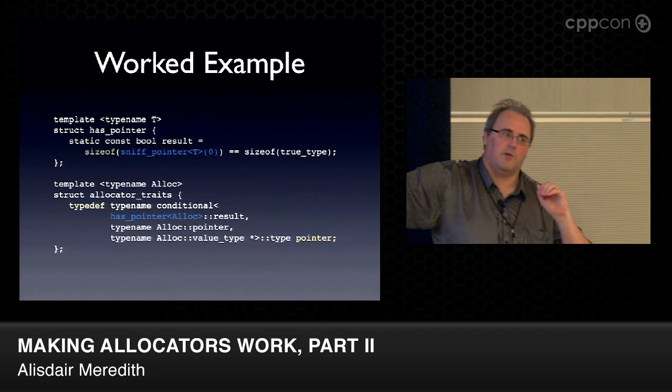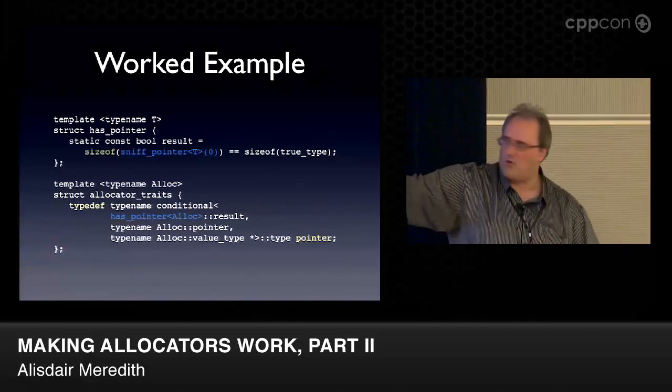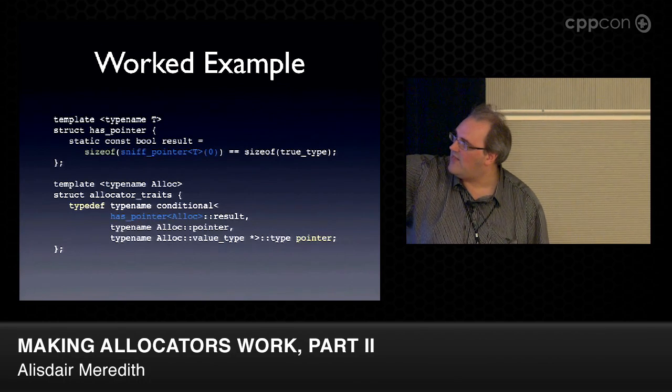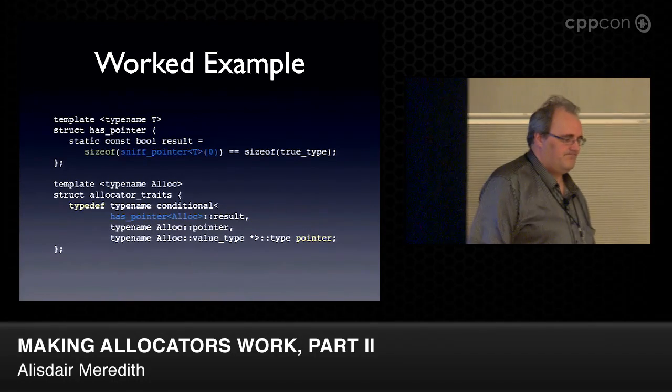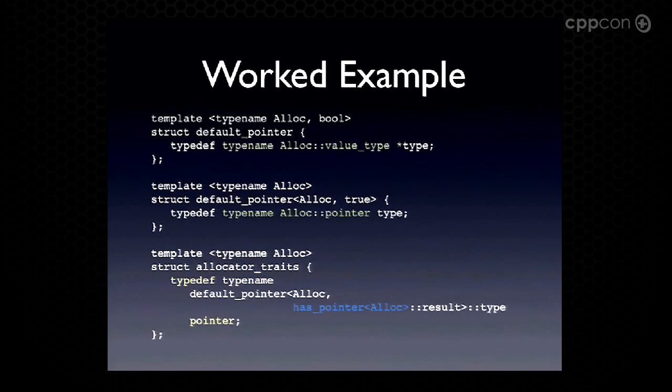Remember, I said it's not optional that the allocator has a value type. That's a mandatory part of the system. So I know I'm going to find that. So the allocator type becomes the pointer, which is great, apart from the fact I was trying to work around the fact I don't have this type, so I still can't use it here. So it doesn't quite go like this. We still need a bit more indirection.